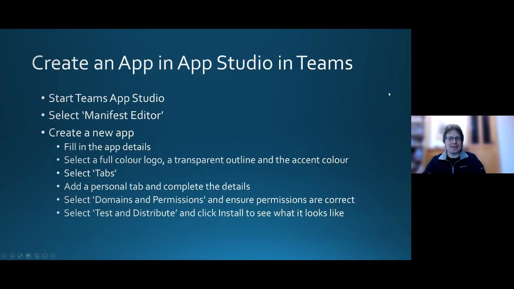So to create an app in App Studio to do what we want, this is the process we're going to go through. We start the Teams App Studio. We select Manifest Editor and create a new app and fill in some app details, add logos, that sort of thing. We're going to select a tab, which may sound a bit daft if we're going to want to use this over at the left-hand side eventually as well, but this is how we do the development for this particular thing. We add a personal tab and complete all the details. We ensure the permissions are correct in the domains and permissions, and then we can test and distribute that and just start seeing what it looks like.